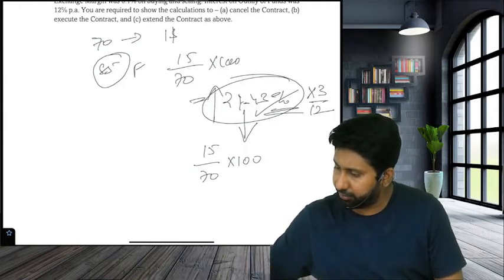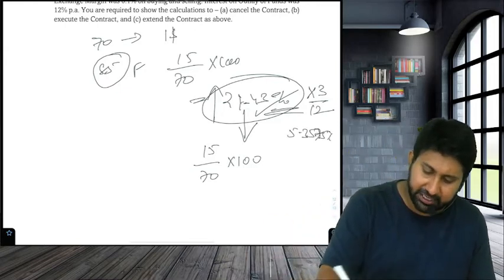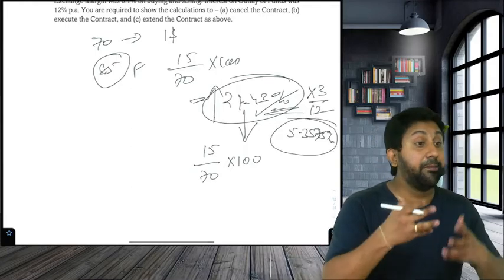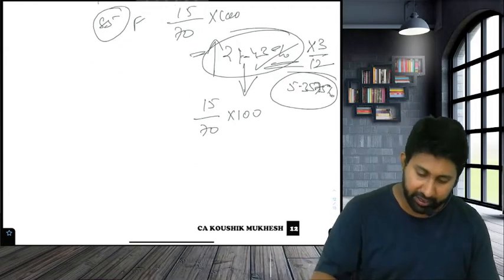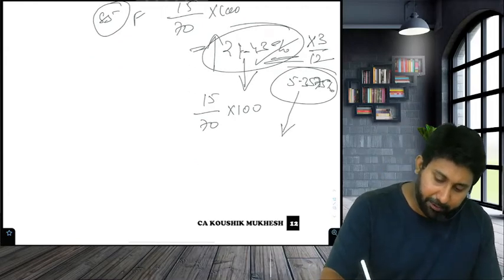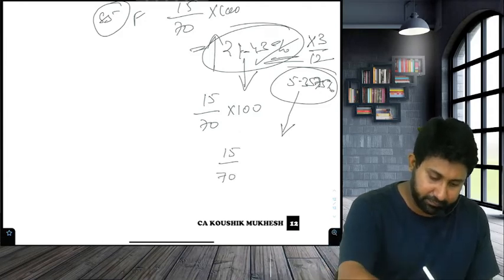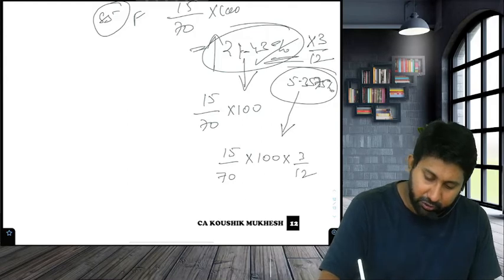21.43 into 3 divided by 12 gives 5.3575%. This is called the holding period return. Okay, so now how did the 5.3575 come? 15 by 70 into 100 into 3 by 12.